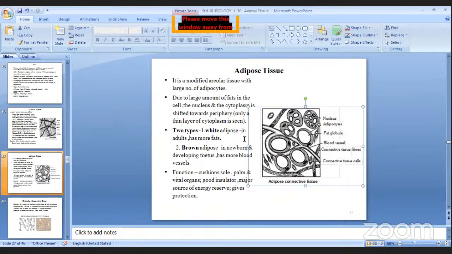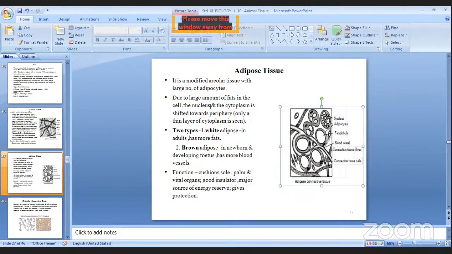Now here, 2 types. White adipose in adults has more fats. Because of having more fats, it appears whitish. And then brown one, like in newborns, it is having more blood vessels. It is highly vascular. So this looks like a pinkish or brownish color. So there it is known as brown adipose. Okay, then function: it cushions palms and vital organs. It works as a good insulator. Then it is a major source of energy, in reserve, and it gives protection also. So these are the functions of this structure, already described to you in the diagram.